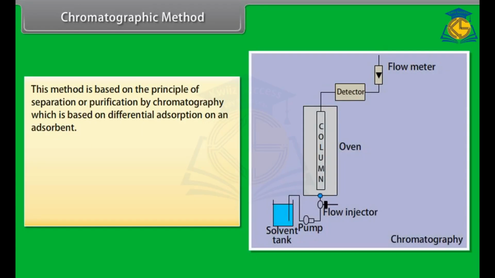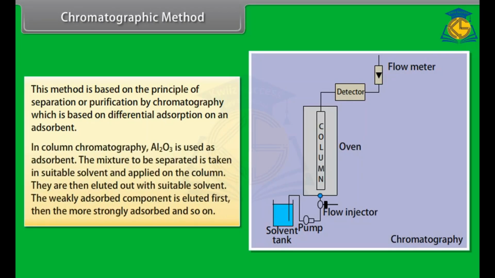Chromatographic method. This method is based on the principle of separation or purification by chromatography, which is based on differential adsorption on an adsorbent. In column chromatography, Al2O3 is used as adsorbent. The mixture to be separated is taken in a suitable solvent and applied on the column. They are then eluted out with a suitable solvent.